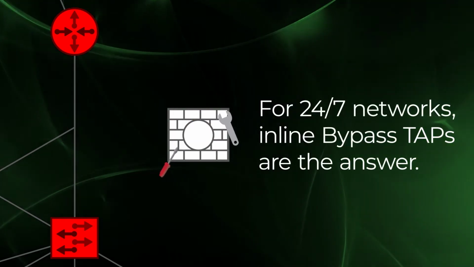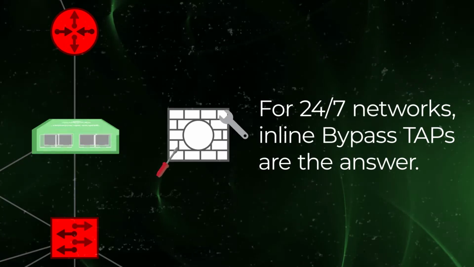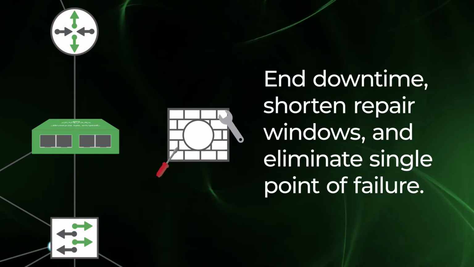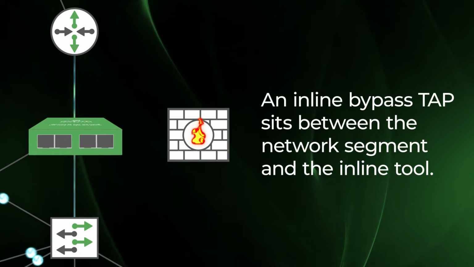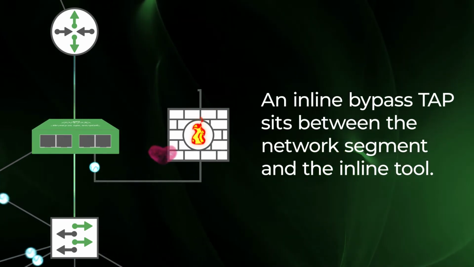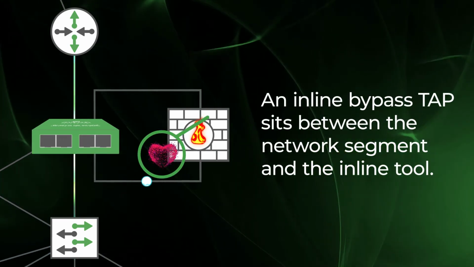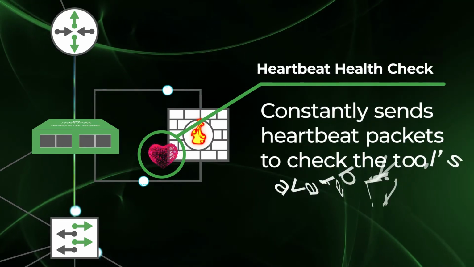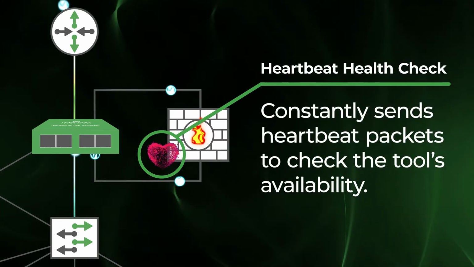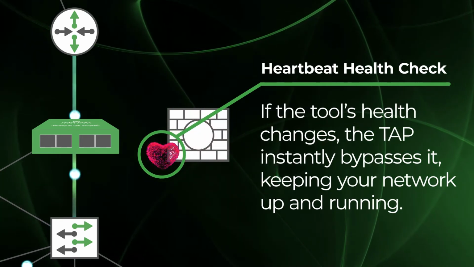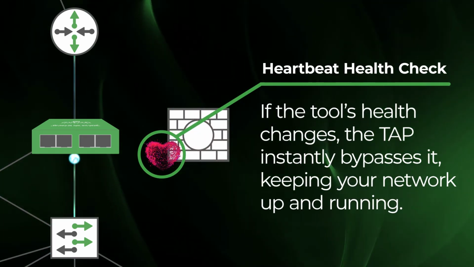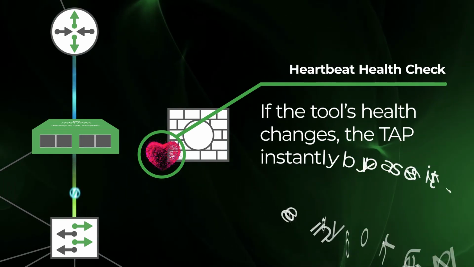For 24/7 networks, inline bypass taps are the answer. In downtime, shorten repair windows and eliminate those single points of failure. An inline bypass tap sits between the network segments and the inline tool. It constantly sends heartbeat packets to check the tool's availability. If the tool's health changes, the tap instantly bypasses it, keeping your network up and running.